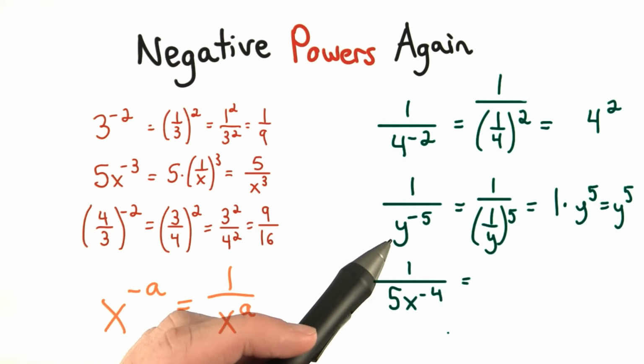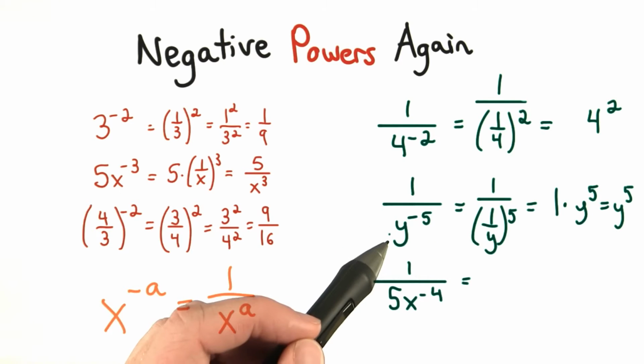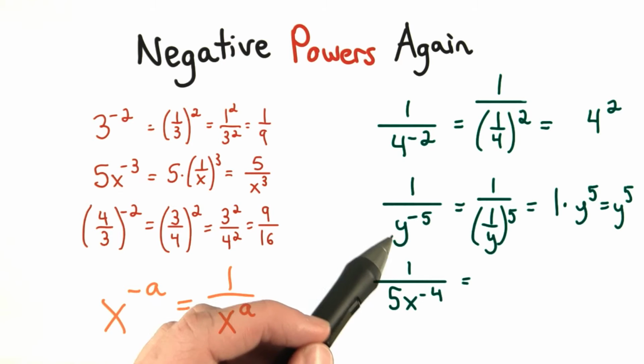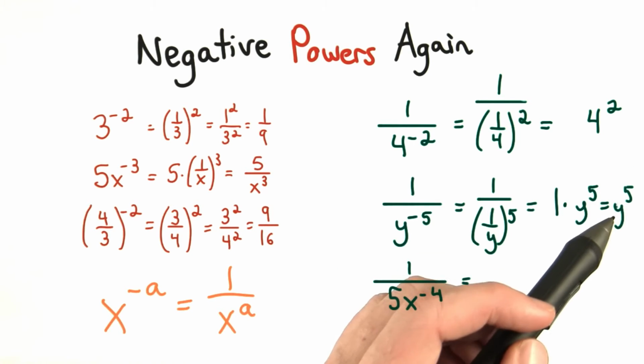We can use the same reasoning with variables. I see a negative exponent in the denominator, so I know that this base is going to wind up with a positive power in the numerator, y to the 5th.